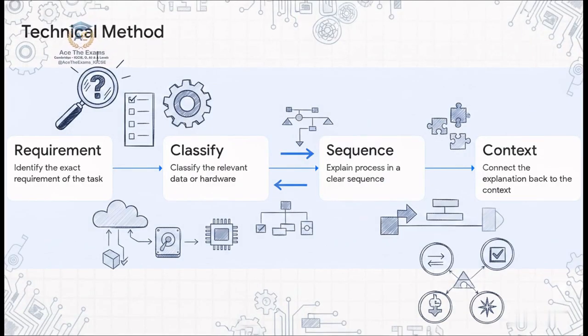So, how do we fix this? The crucial point is applying a rock-solid, disciplined technical methodology. You literally must follow this exact sequence in the exam hall. Step 1, identify the specific requirement of the task. Step 2, classify the relevant data, the hardware, or the algorithmic structure. Step 3, explain how the process works in a clear, logical sequence that another learner could easily follow. And Step 4, connect that explanation right back to the context. I mean, are they asking for causes, effects, advantages, or an evaluation? If you miss Step 4, your perfect, beautifully written technical explanation just lost half its marks.